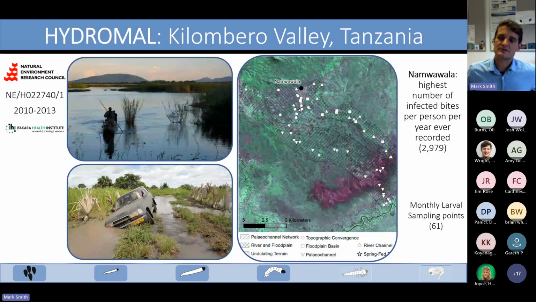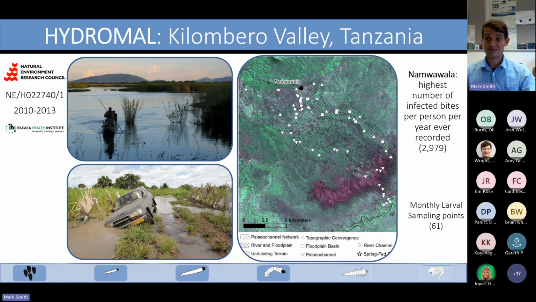And what we did with this, the first of our projects, was to try and sample these water bodies at a monthly resolution, but being hydrologically and geomorphologically informed in our sampling scheme. So we tried to get each of these water body types. This was near Ifakara with the Ifakara Health Institute, the Kilombero Valley of Tanzania, which had a really super high malaria transmission rate. And we had 61 larval sampling points that we visited every month, and we knew exactly the formation mechanisms of these from a geomorphological point of view.